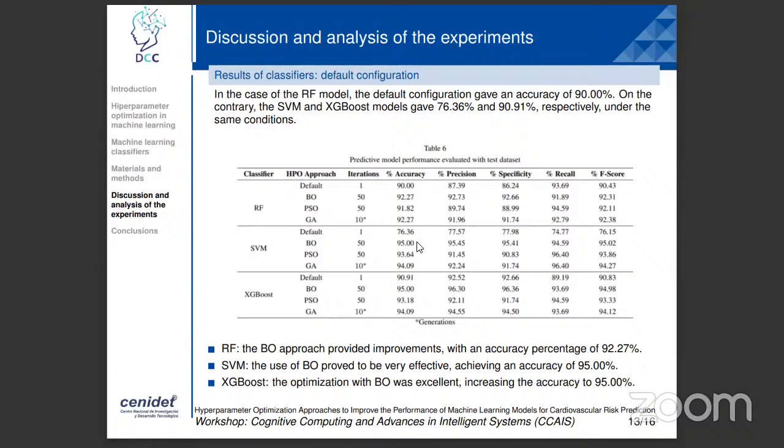However, if we compare the performance obtained for the default configuration with SVM as the classifier, the model improved from 76.36% to 95%. For XGBoost, the model improved from 90.91% to 94.09%. If we want to focus on the data label with the risk of developing heart disease, the performance of the recall metric increases from 74.77% to 96.56%. 40% with SVM, and particle swarm optimization and genetic algorithm approach. In general, we notice a positive increase in the performance of the machine learning models.